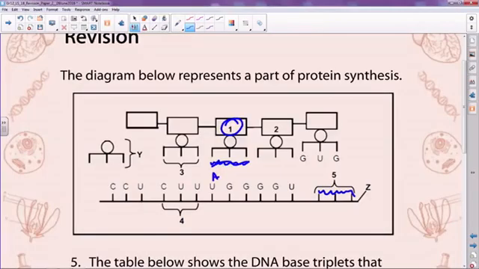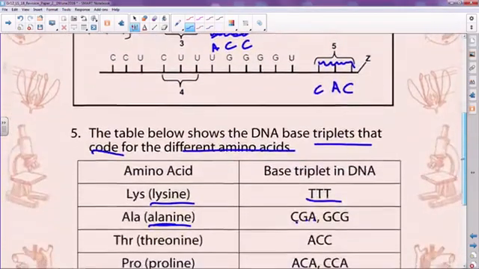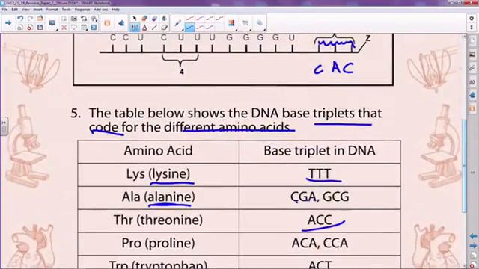Okay, hopefully you got it right. Now, first thing I would do is find number 1. And number 1 is very simple. It's ACC. And number 5 will be CAC. So ACC, let's find ACC. There it is. So there's number 1. Okay, so number 1 is threonine, and number 5 is CAC.